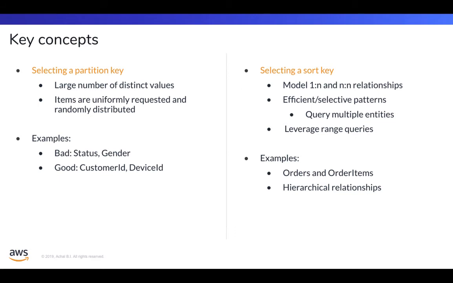So when you're selecting a sort key, think of it as a model which has a 1 is to n relationship or n is to n relationship. So if you have a customer and order, and customer and order have a 1 is to n relationship, then order is the best option for a sort key. And a sort key also gives you an efficient pattern to query with multiple entities. So you could actually save multiple entities as part of sort keys.